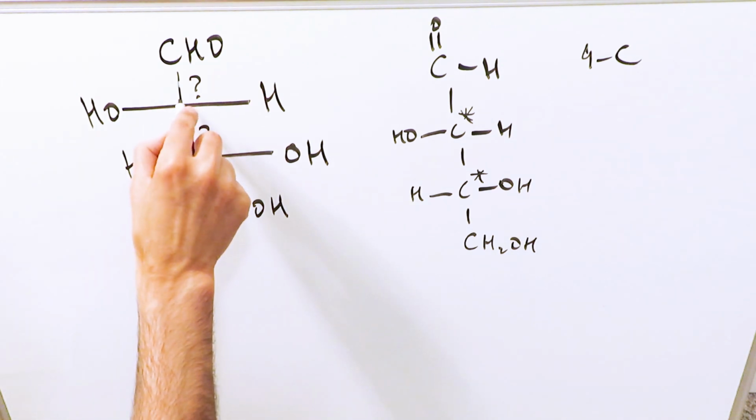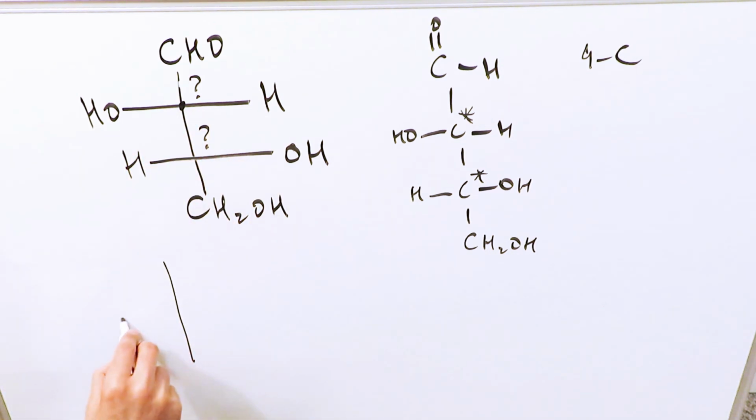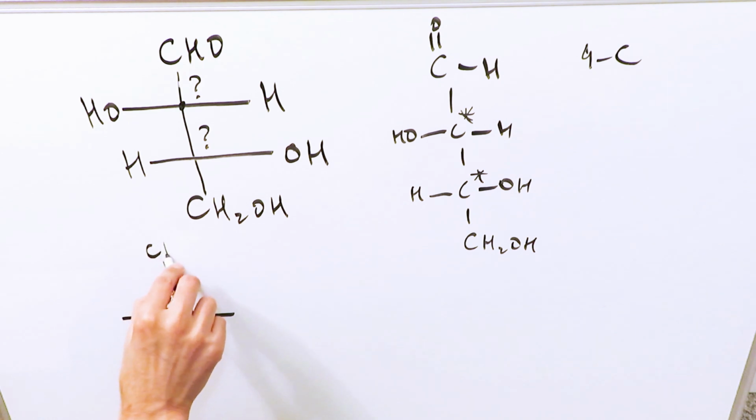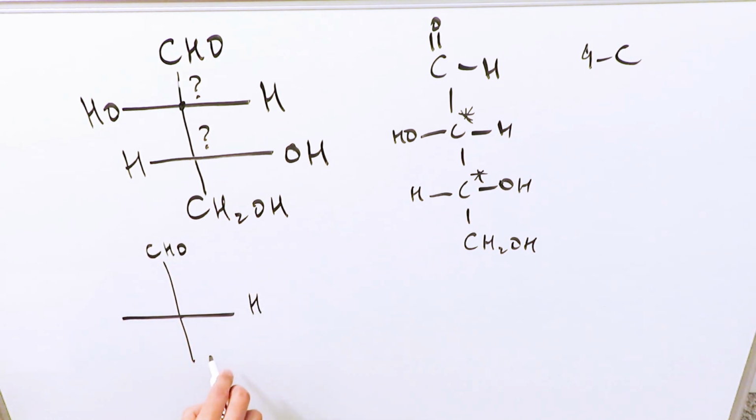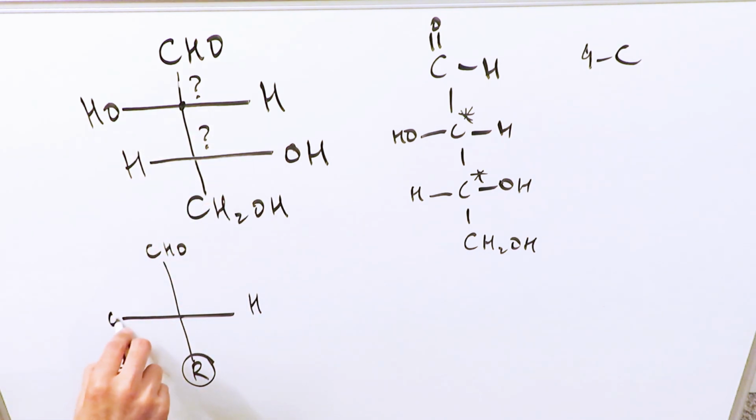When I'm looking over here, and this is where I'm starting, I bring it out. The Fischer projection looks something like this. I have an aldehyde, I have a hydrogen, and here I have the rest of the molecule. Everything below it is the rest of the molecule, capital R, then I have an OH. It's easy when you're doing it.